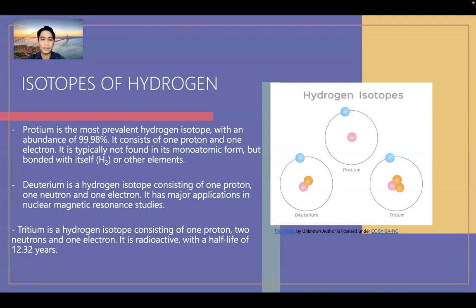The other isotope of hydrogen is tritium. Tritium is a hydrogen isotope consisting of one proton, two neutrons, and one electron. It is a radioactive isotope of hydrogen with a half-life of 12.32 years. Okay, so that is the isotopes of hydrogen.